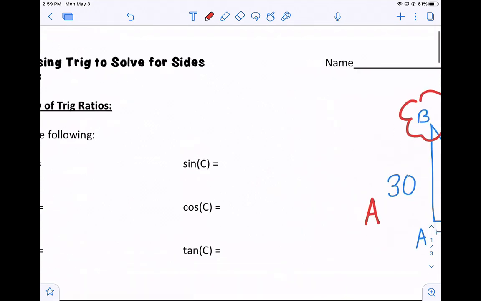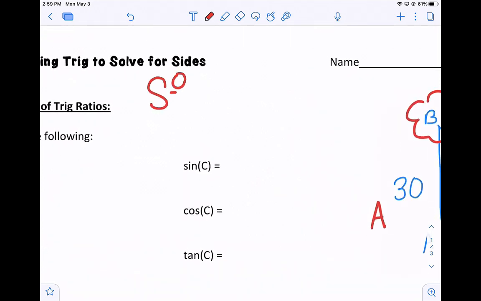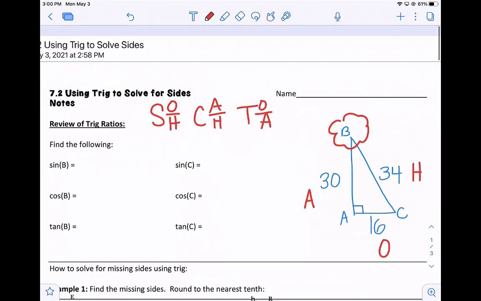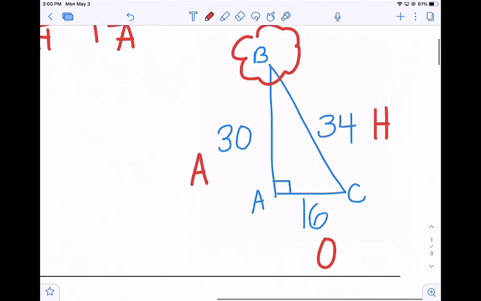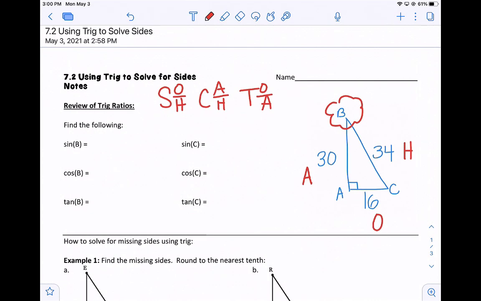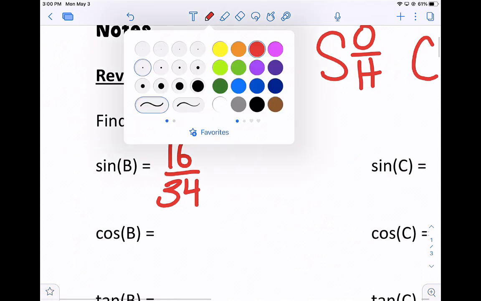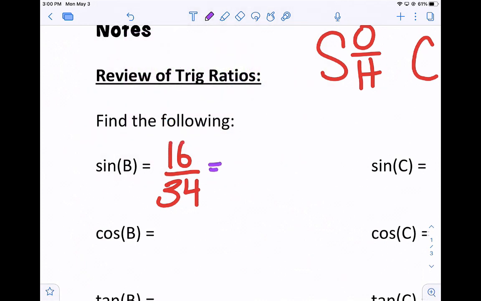And there's that handy acronym, SOHCAHTOA, which will help us write our ratios. SOHCAHTOA. Okay, so the first one is sine of b. Sine is opposite over hypotenuse, so the opposite side is the 16, and the hypotenuse is the 34. So over here we'll write 16 over 34, and we'll reduce if possible. They're both even, so I can divide them both by 2, and 16 divided by 2 is 8, 34 divided by 2 is 17. So the ratio for sine of b is 8 over 17.